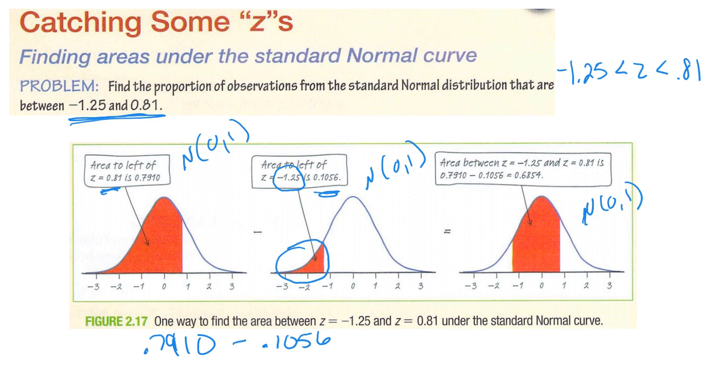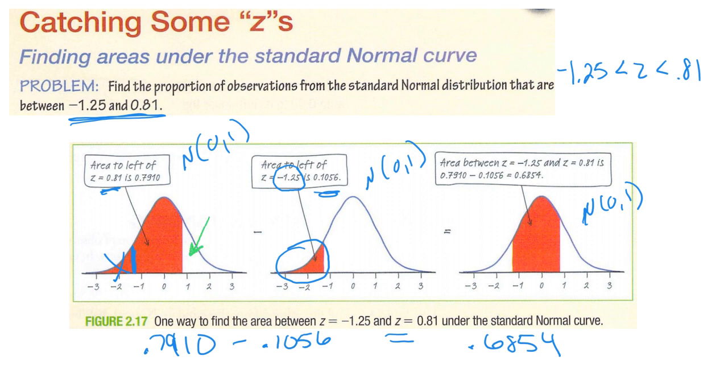Again, I want the area between. So finding that little tail here, finding the area there, if I subtract that off of the area that I found from the z-score of 0.81, I can get the area between. So when I subtract those two, I get 0.6854.